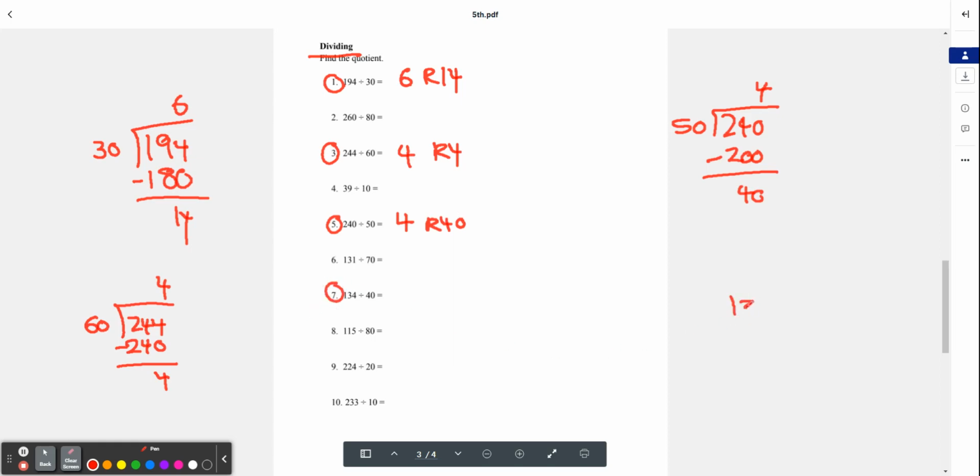7. 134 divided by 40. 40 fits into 134 3 times. And we get 120 to subtract. And we get 14 as a remainder.